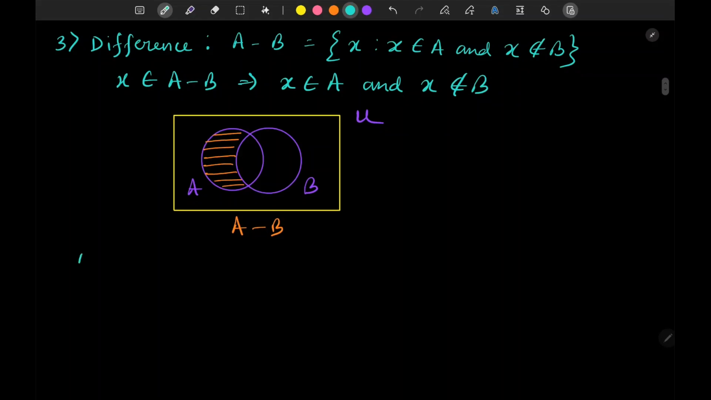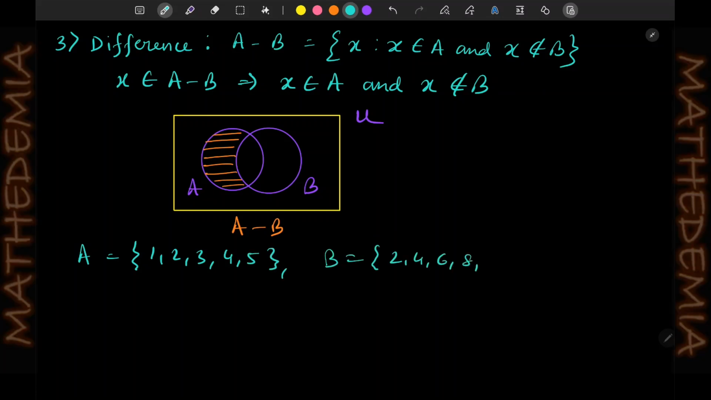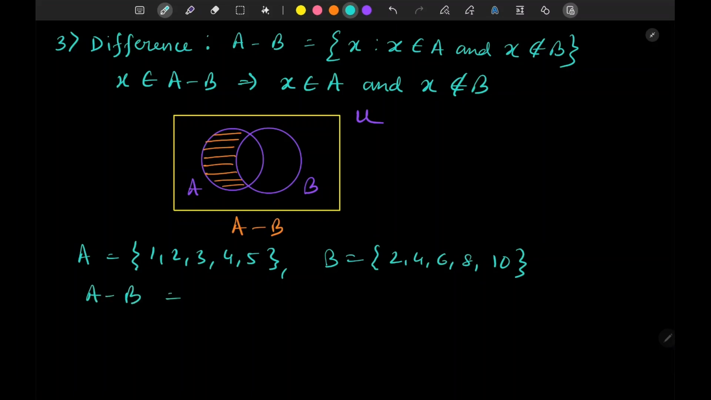So let us take two sets A and B consisting of the elements 1, 2, 3, 4, 5, and B has the elements 2, 4, 6, 8, and 10. Therefore, the set A minus B will be a set which has all the elements which are present in A but not in B. Therefore, A minus B will have the elements 1, 3, and 5.